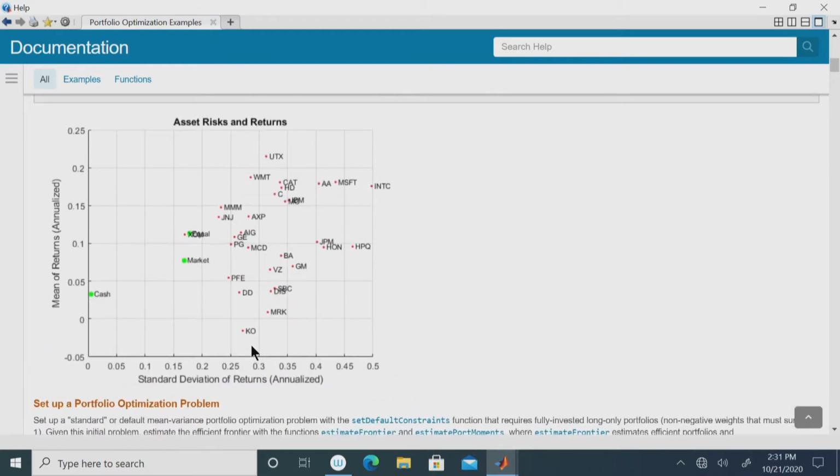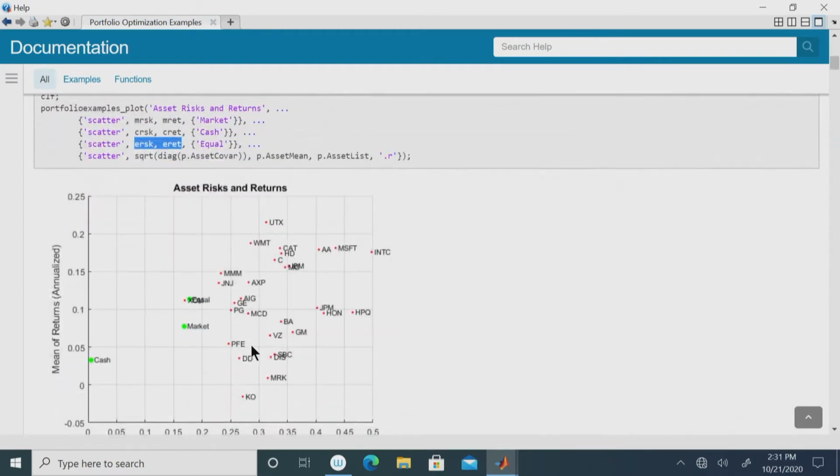Let me just identify particular terms here. In this case, we are doing a scatter plot. The first thing that we are plotting is the market portfolio, and this is where the market portfolio lies. Then you have the cash portfolio which lies here. As you can see, the risk is effectively 0 because it is a cash position, and the portfolio with all equal weights lies here.